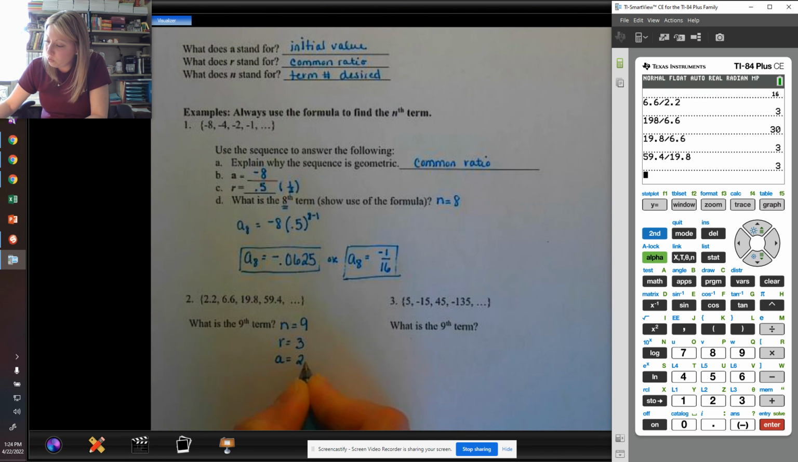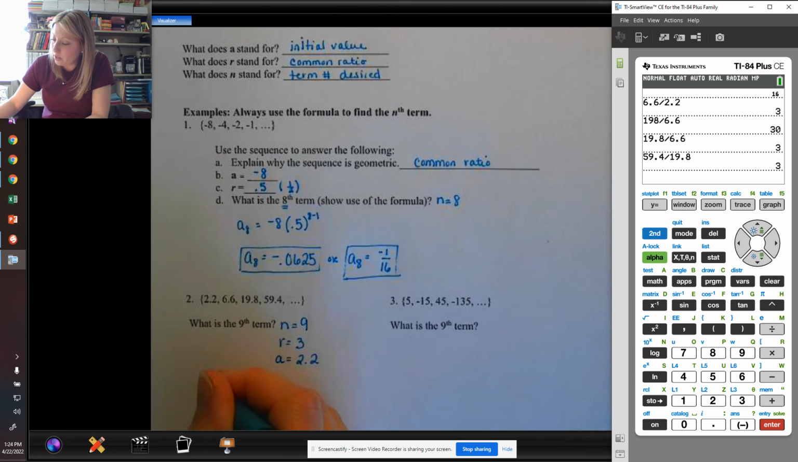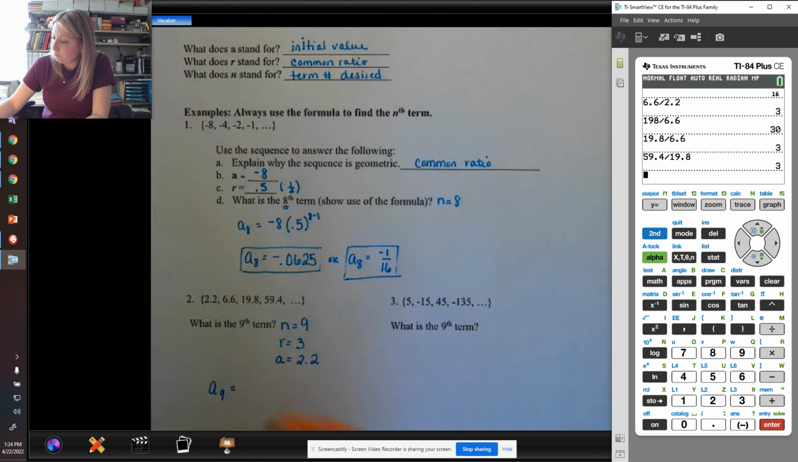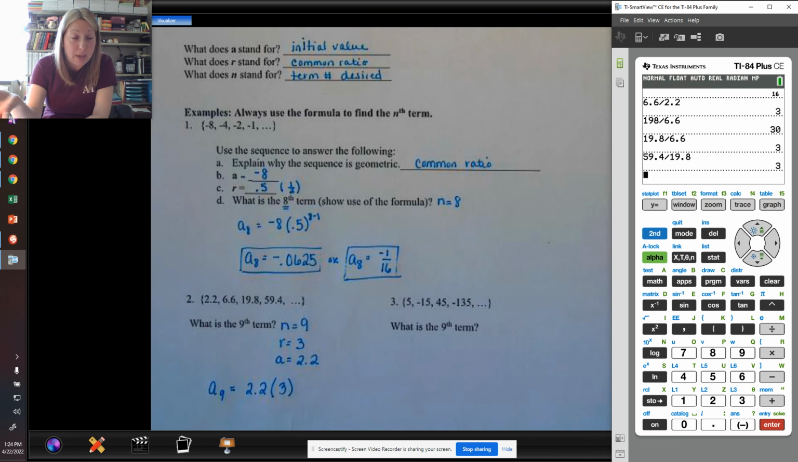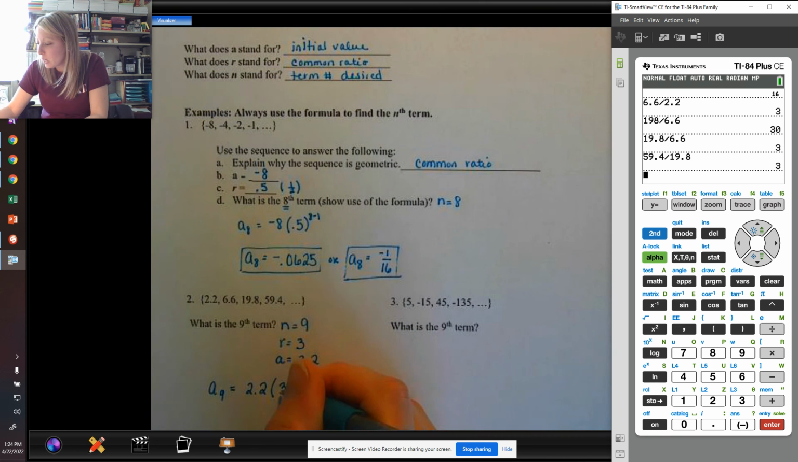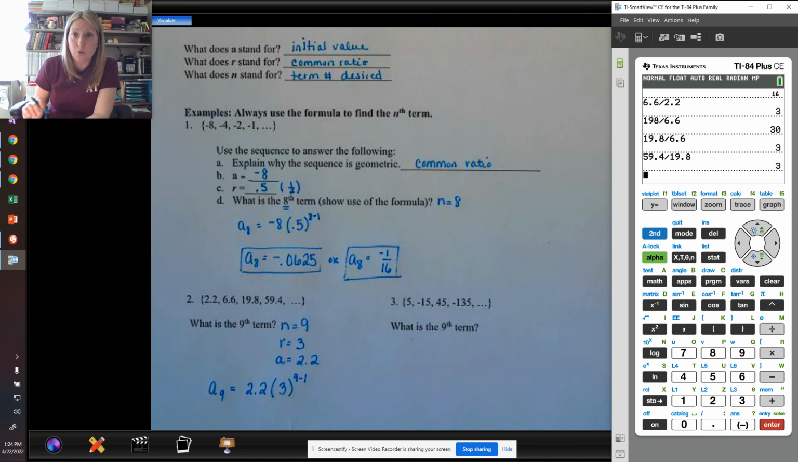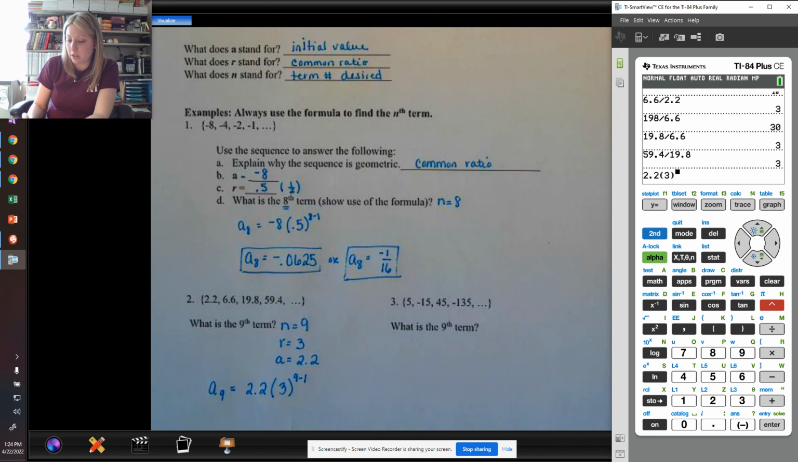That would be 2.2. So let's plug all this in. We've got a subscript 9 is equal to 2.2, my initial value, times my common ratio of 3. So notice my base and my exponent. I'm raising it to the 9 minus 1 power, which of course we know is the 8th power, but I'll still plug it in exactly as I'm showing it here, just to show everyone this is the stuff in the exponent, right?